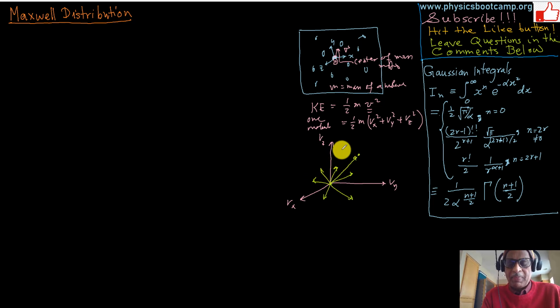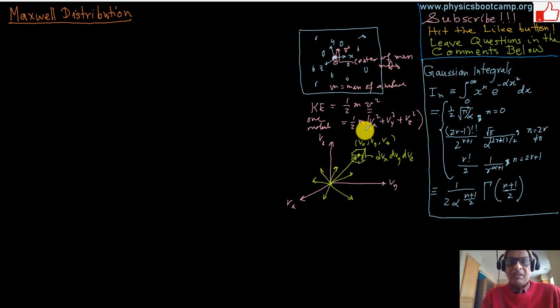Maxwell distribution tries to connect these to what's going on thermodynamically, temperature wise. So if you look at a small volume, so this point is Vx, Vy, Vz, and this volume is dVx, dVy, dVz.